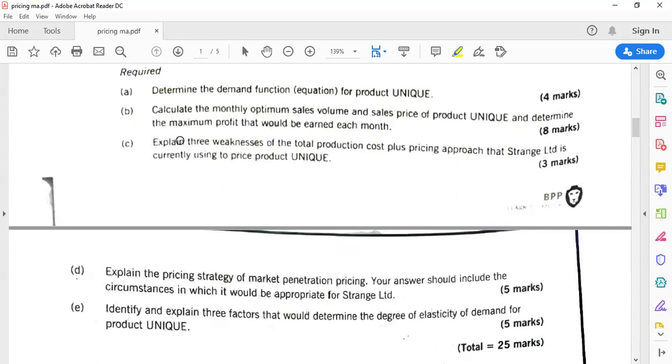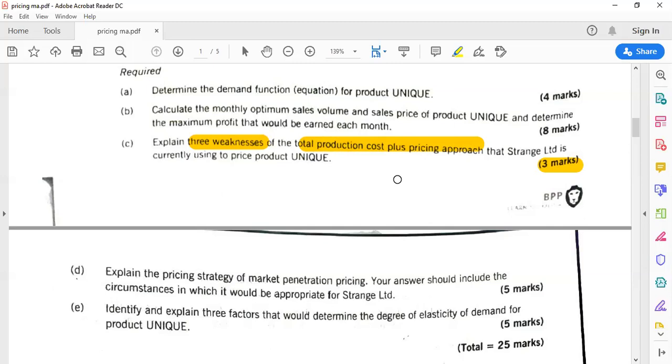So you have to explain three weaknesses of the total production cost plus pricing approach. Have you seen? Total production cost plus pricing approach has got a lot of weaknesses, but the exam just wants three weaknesses to get 3 marks. So why don't you go give it a go and just write those 3 weaknesses?